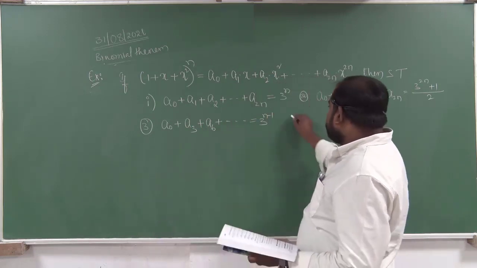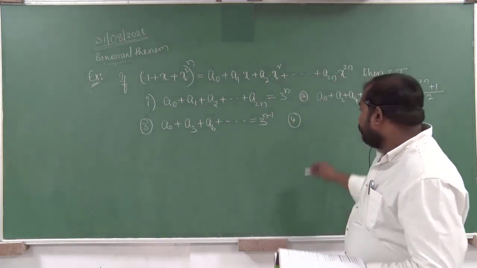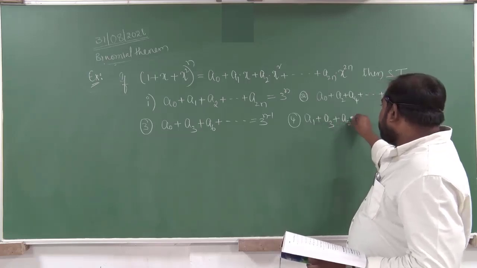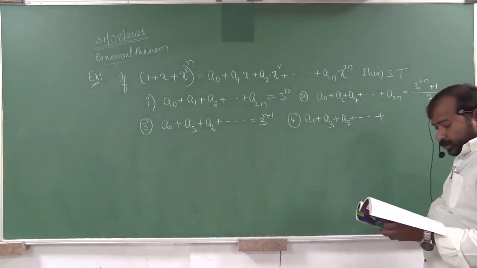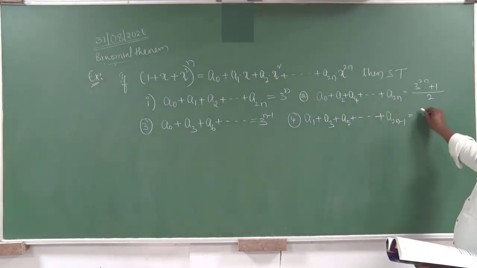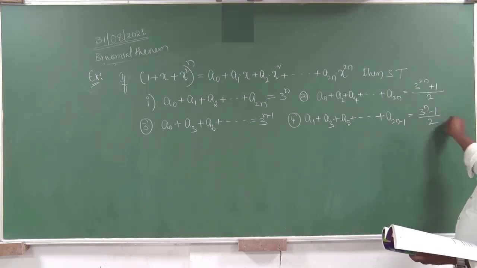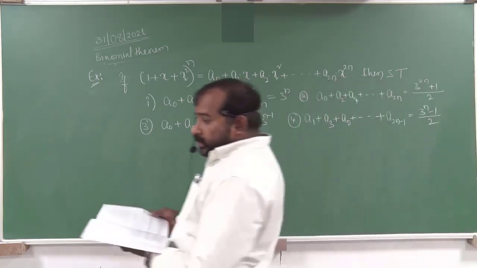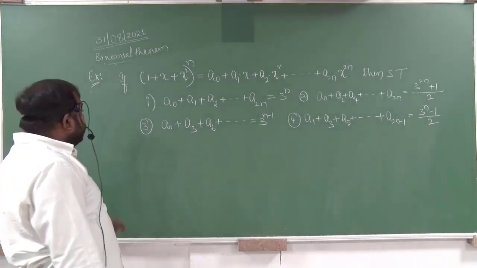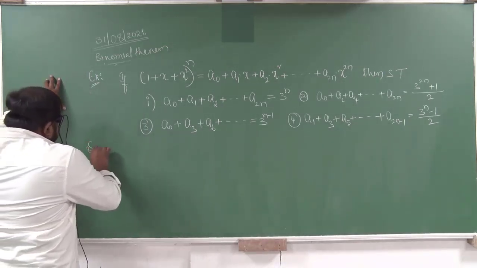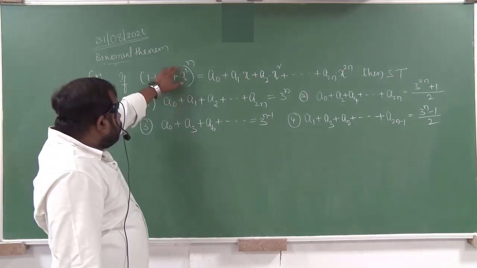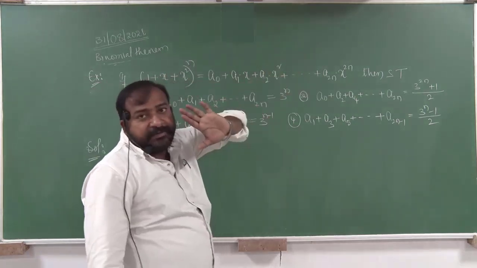And next, one more example they have given: a1 plus a3 plus a5 plus up to a2n minus 1 is equal to (3 power n minus 1) by 2. So, this is the next example. Listen, all of you. According to the data, (1 plus x square) whole power n is equal to, this is the expansion they have given.